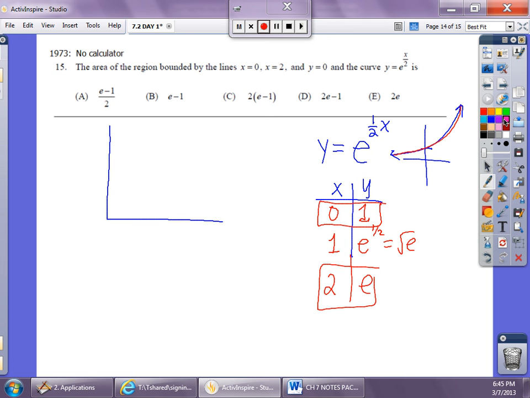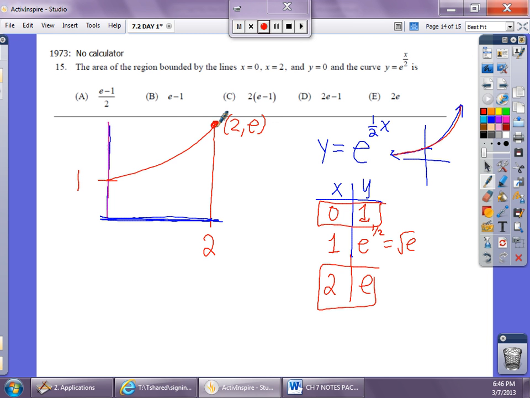So x equal to 0 is this vertical line. X equal to 2 is a vertical line at 2. Y equal to 0 is this flat blue line, the x-axis. And then the curve is interesting. You're going from 0, 1 to 2, comma e.